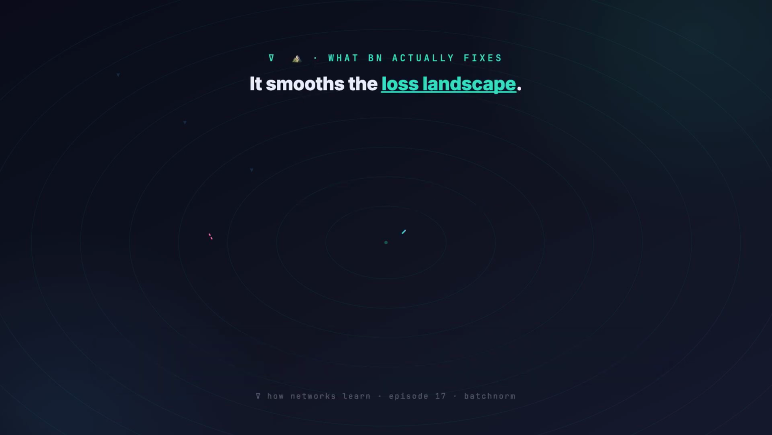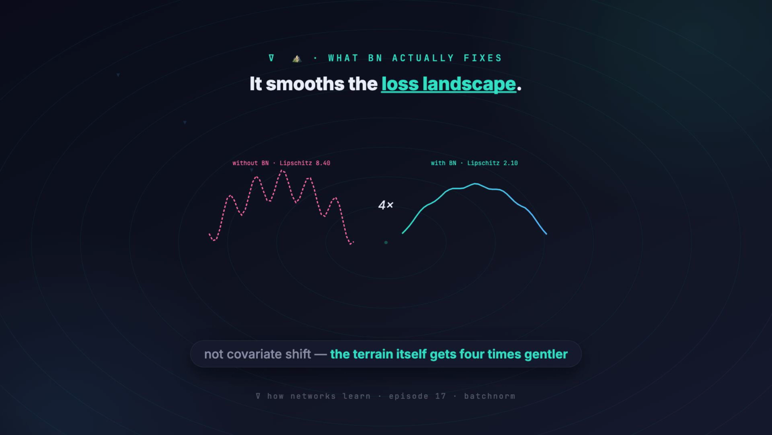So if it's not covariate shift, why does batch norm work? Here's the real answer, the one from the 2018 paper "How Does Batch Normalization Help Optimization?" BN makes the loss landscape smoother, more Lipschitz. A Lipschitz constant is just the steepest the loss is allowed to change per step. A big constant means cliffs and ravines, where one step overshoots. A small constant means gentle slopes, where every gradient step is trustworthy. Without BN, this network's landscape has a Lipschitz constant of 8.4. With BN, 2.1. Same network, same data, the terrain got 4 times gentler.